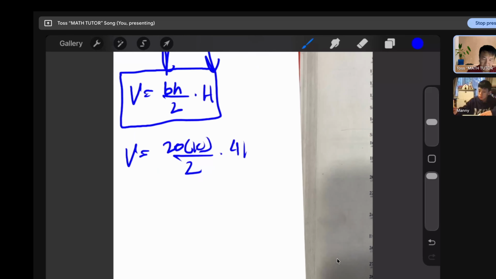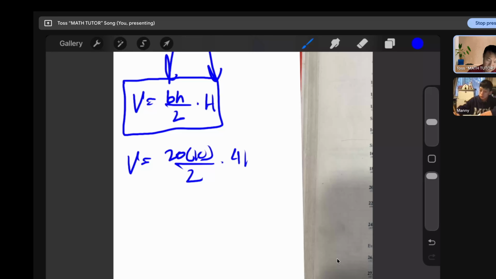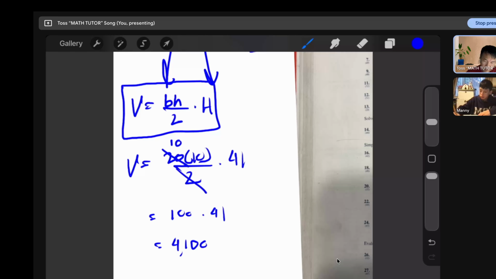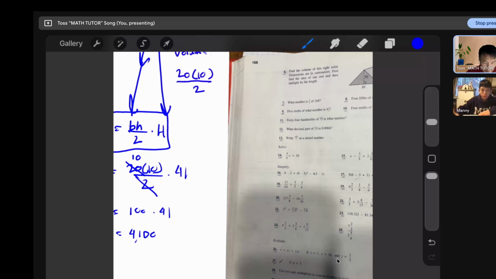Or anything that you recognize. You can do 2 into 20 or 2 into 10. You want to do 2 into 20? Yeah. 10 times 10 is 100. Then 100 times 41 would be 4100. Put a comma if you want on this one. But what is the unit?